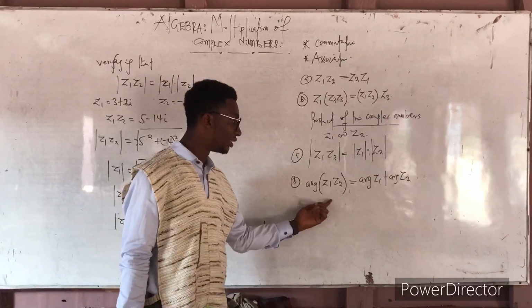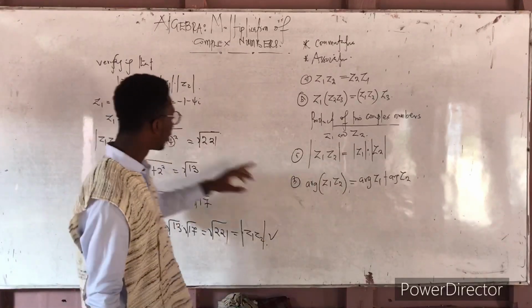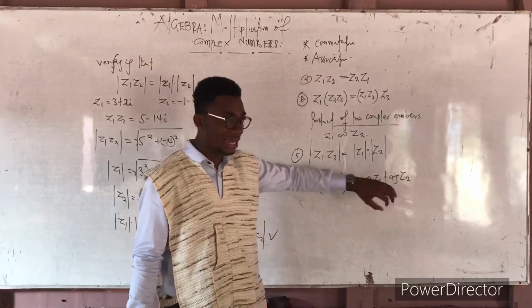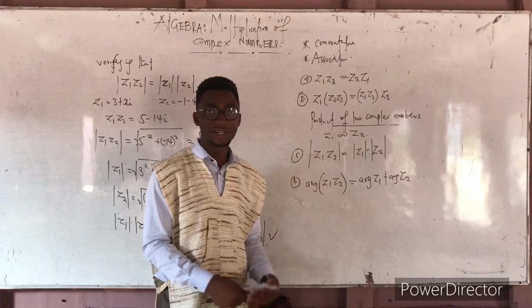You can go ahead and do the same: find the argument of them, find the individual arguments and add, and you realize that you're getting the same angle.